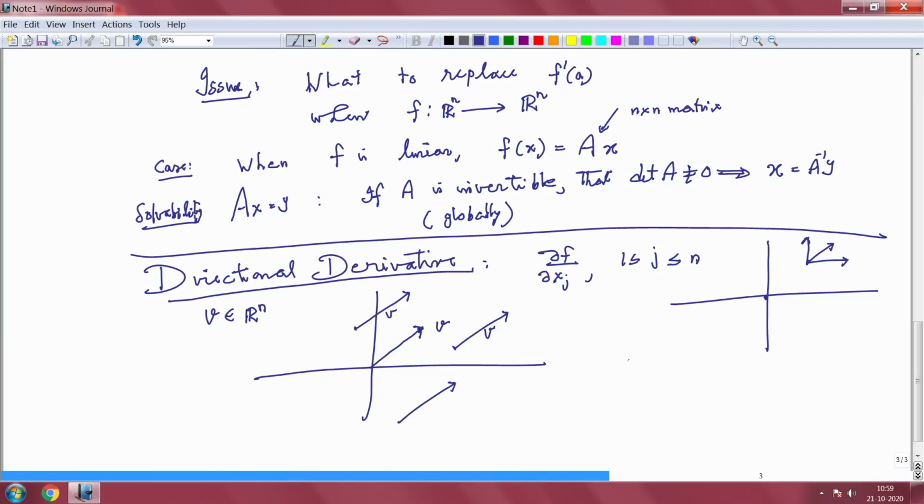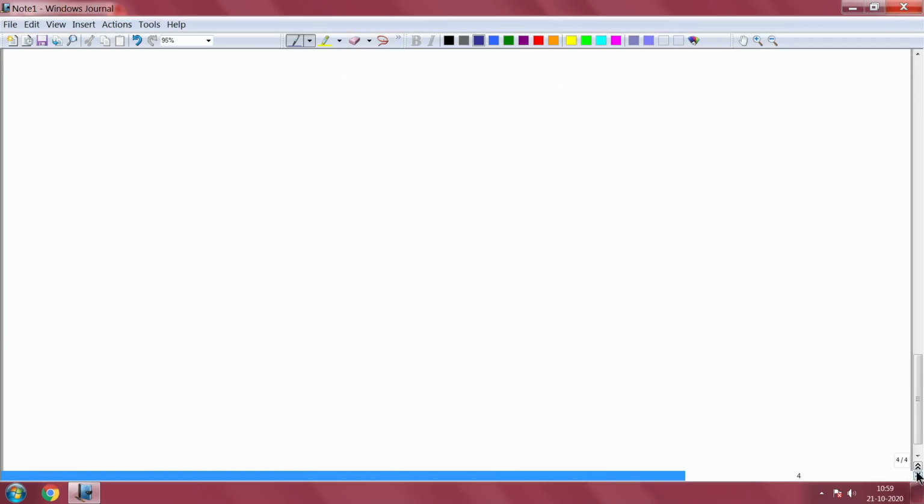So, given a function f, let me go to the next page. Given a vector v in R^n, I want to define what we call a derivative in that direction. I look at the change in that direction, f of x plus tv minus f of x, divided by t. I call this the derivative of f at the point x in the direction v, if the limit as t tends to 0 exists.